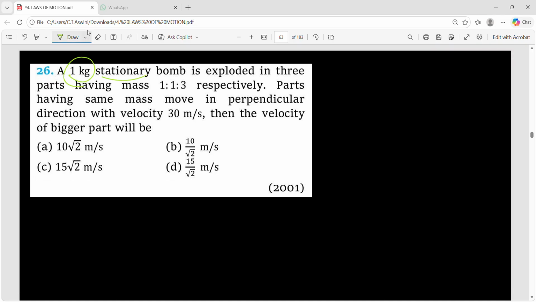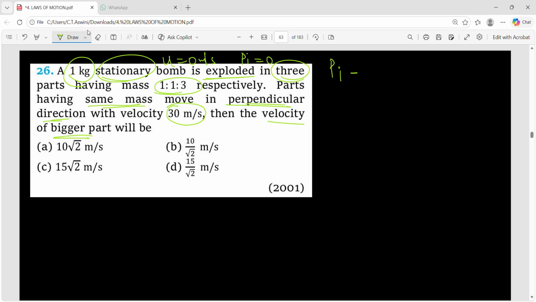Next, 1 kg stationary bomb, that means its initial velocity is 0. So initial momentum of the system is also 0. Is exploded into 3 parts having mass 1:1:3 respectively. The parts having same mass move in perpendicular direction with the velocity 30 meter per second. The velocity of the bigger part.